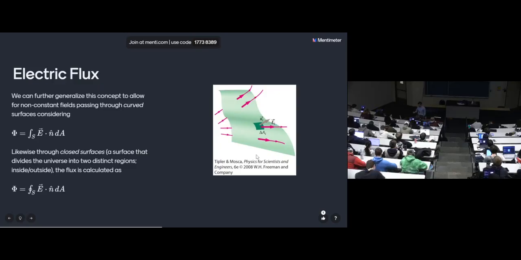If the surface is closed, then this becomes a closed surface integral. They look almost the exact same. They are the exact same except for the integral sign. If you're not familiar with that integral sign because you haven't taken Cal 3 yet, that's okay.